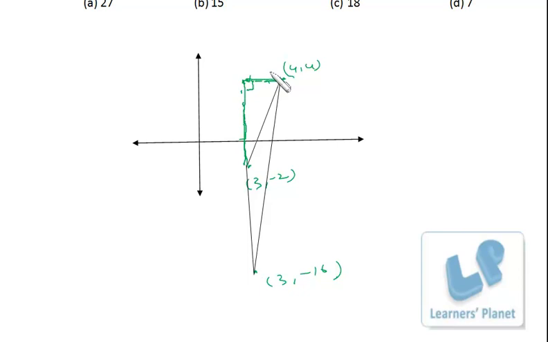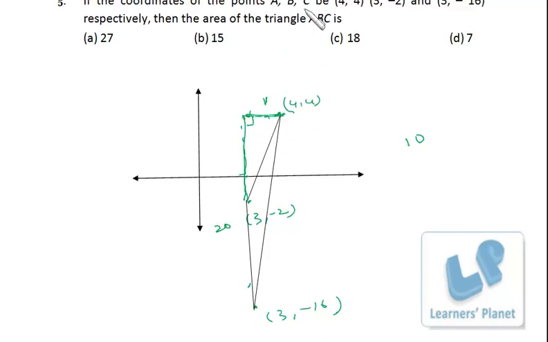So this entire length is from 3, this entire length is minus 16 and 4, so this entire length is 20 and this length is 1, right? This is 0.3 and this is 0.4. So the area of this bigger triangle will be half of 20 into 1, that is 10. And still we have to deduct the area of this. So we can have any option that is less than 10, so that is 7.